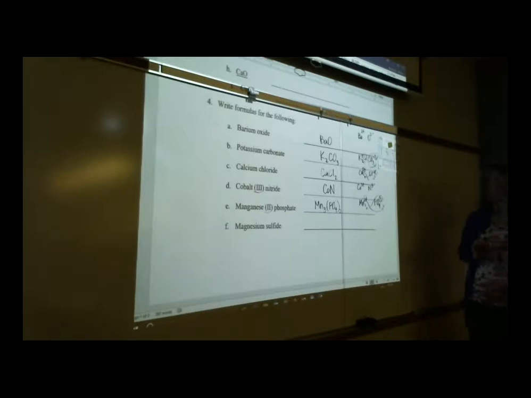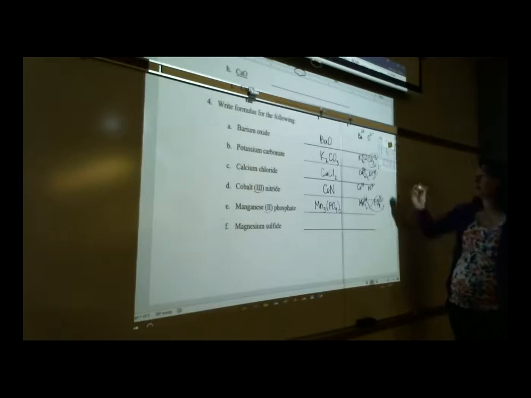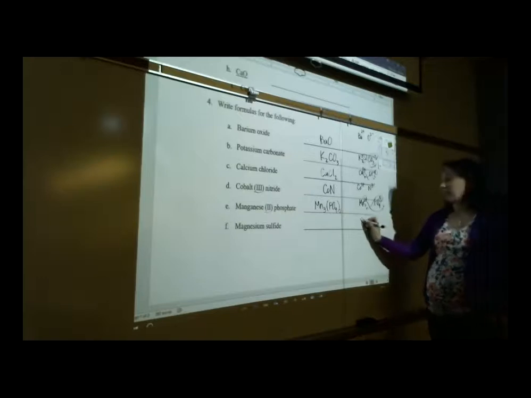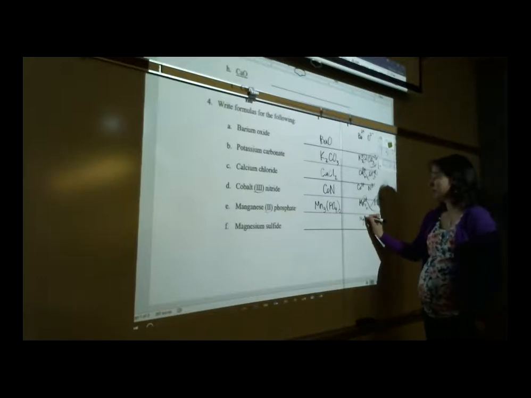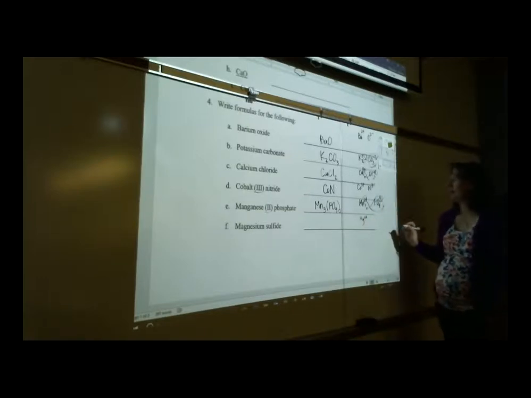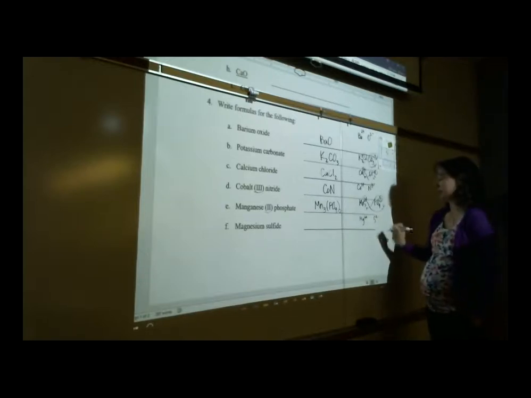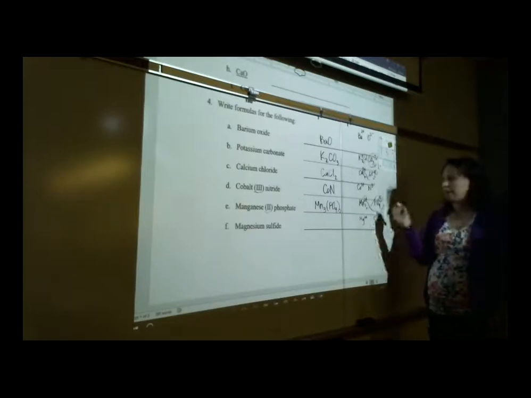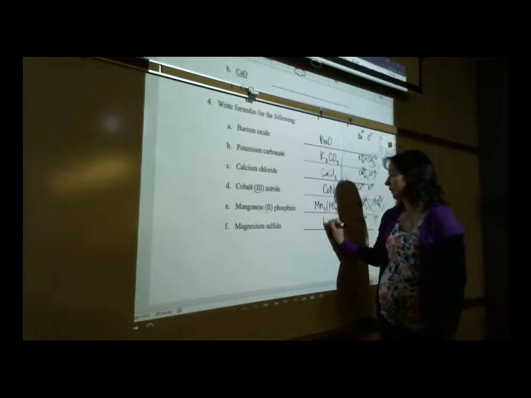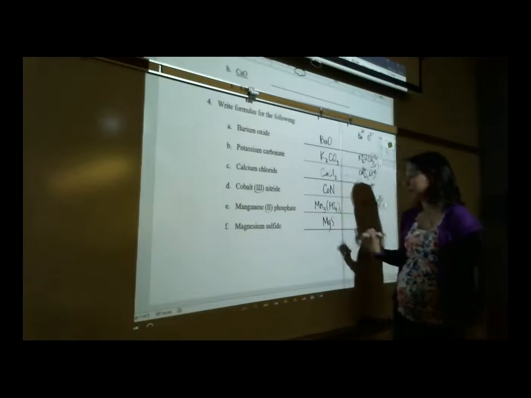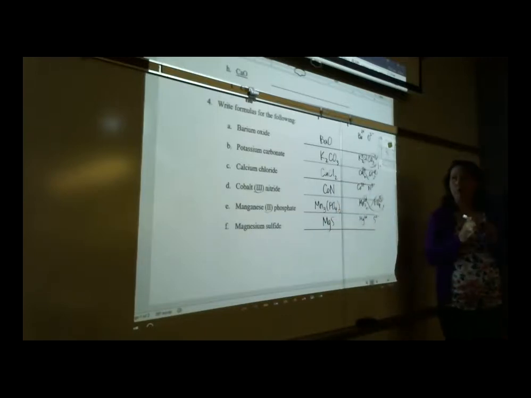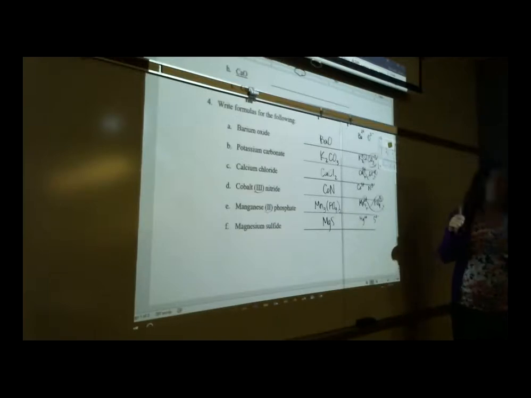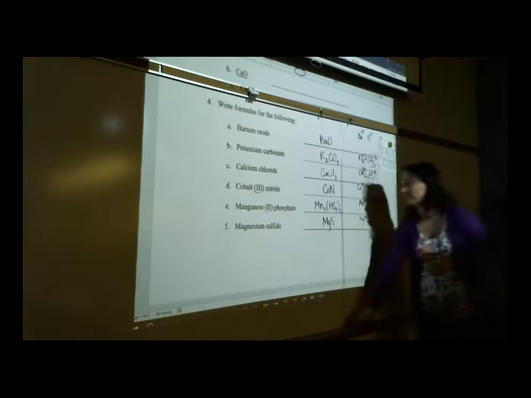And F. Magnesium's where on the periodic table? Group 2, so that's Mg2+. And sulfide is what? Group 6, S2-. So when I crisscross those, it's Mg2S2. We don't need that. It's just what? MgS. Good. Questions on number 4? Feeling good? 100% so far? All right.